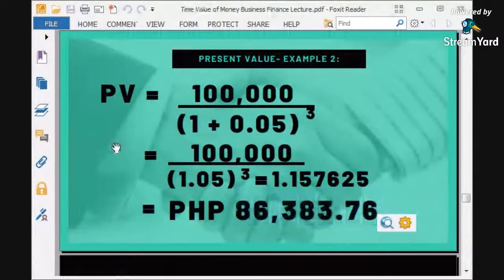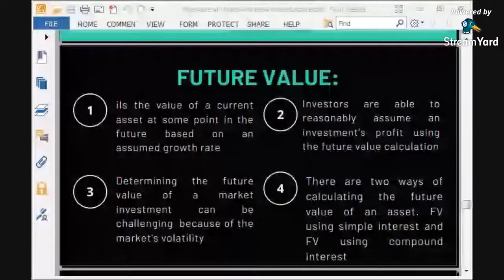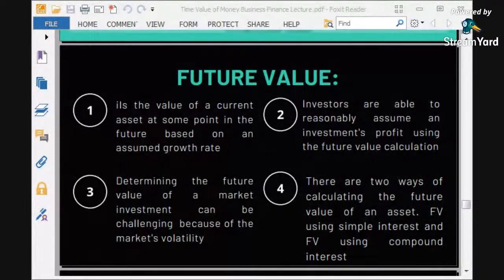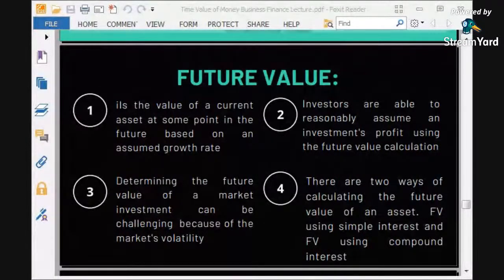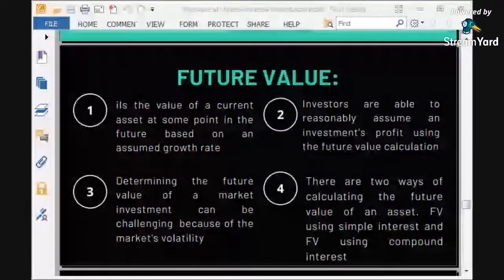Now let's proceed with the future value. Okay? The future value is the value of a current asset at a future date based on an assumed rate of growth. Itong future value naman na ito, it is important to investors and financial planners as they use it to estimate how much an investment made today will be worth in the future. And para sa mga businessmen and investors, knowing the future value will enable them to make sound investment decisions now based on their anticipated needs. Kasi calculating the future value will allow the investors to predict, of course with varying degrees of accuracy, the amount of profit that can be generated by their different investments.